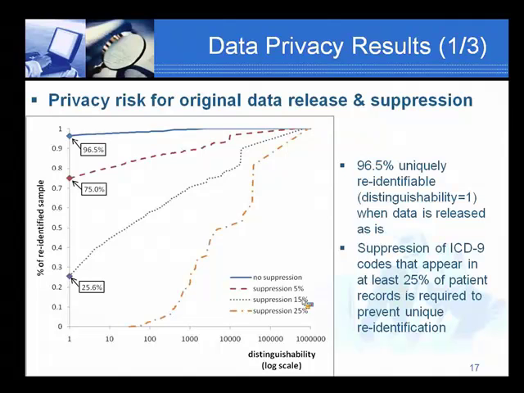We applied suppression using different thresholds. As you can see, the percent of people that are uniquely identifiable gets lower, but does not reach zero, so data is still not safe unless we apply suppression with a threshold of 25%. This simply means that we need to remove all the ICD codes that appear in at most 25% of the records we release. This is enough to prevent unique re-identification.